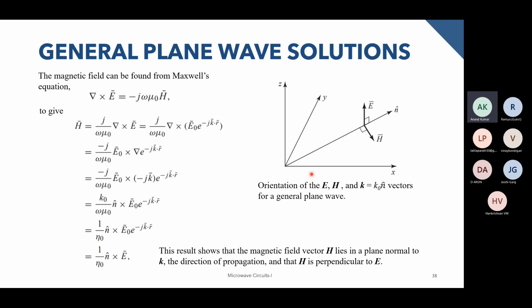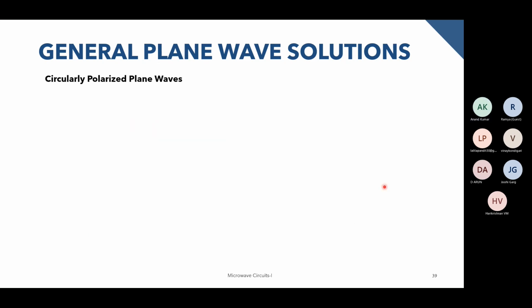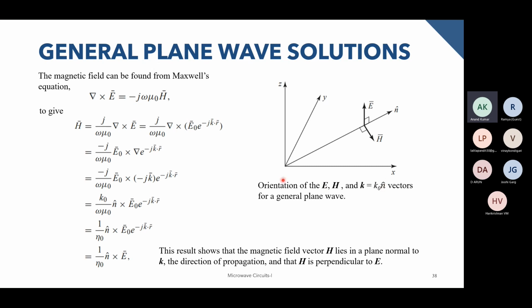So we started with the Helmholtz equation and showed that for a plane wave we do not have any component in the direction of propagation. We'll pause here and take any questions you might have on the solution of a general plane wave.